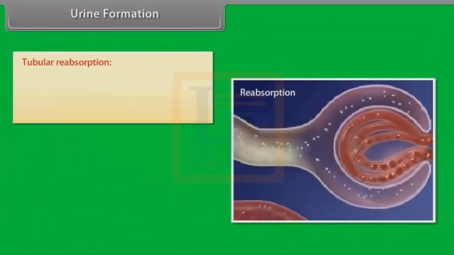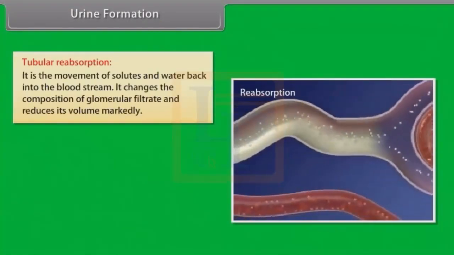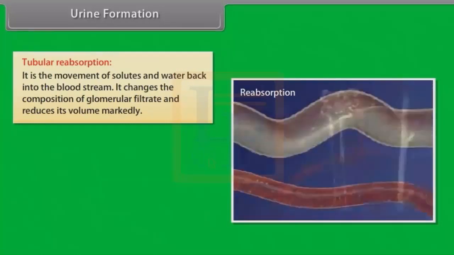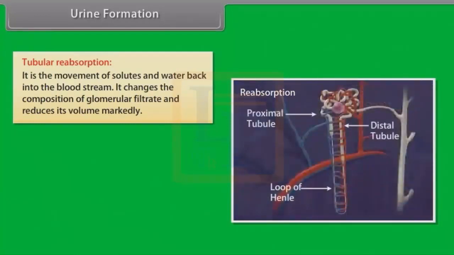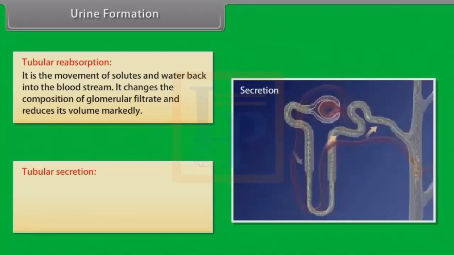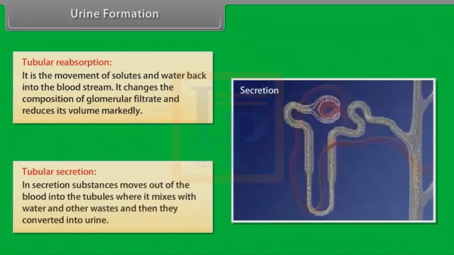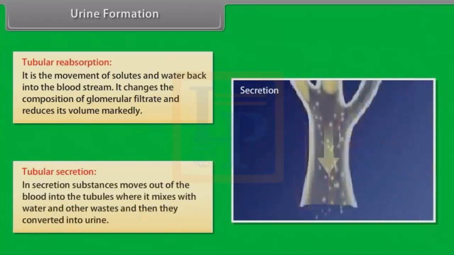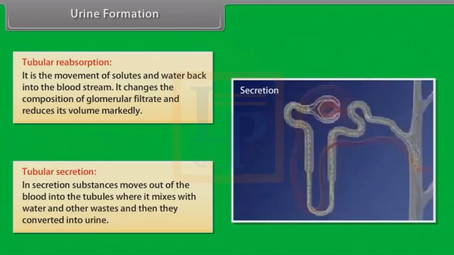Second is tubular reabsorption. It is the movement of solutes and water back into the bloodstream. It changes the composition of glomerular filtrate and reduces its volume markedly. And the third is tubular secretion. In secretion, substances move out of the blood into the tubules where they mix with water and other wastes, and then are converted into urine.